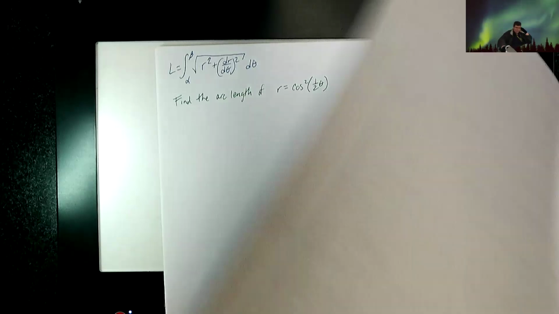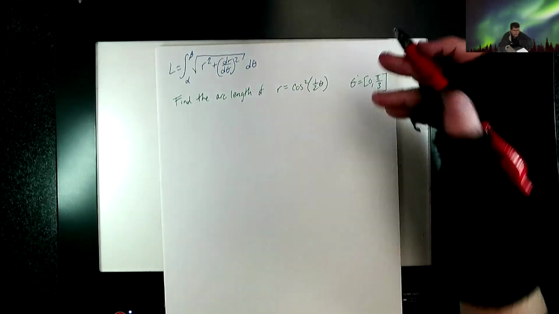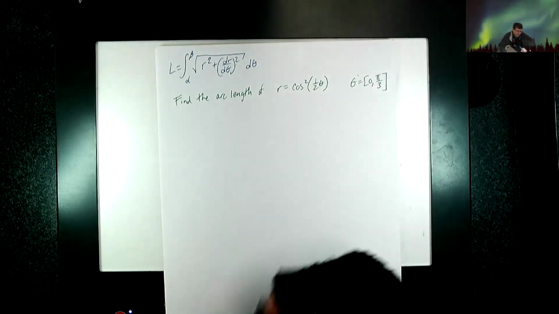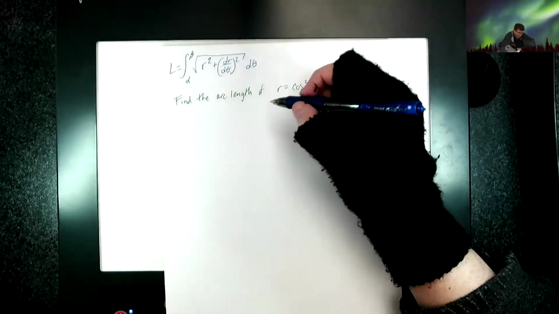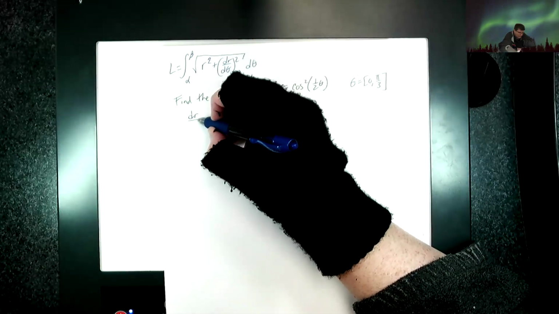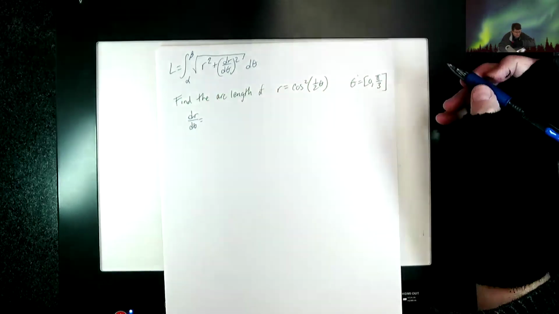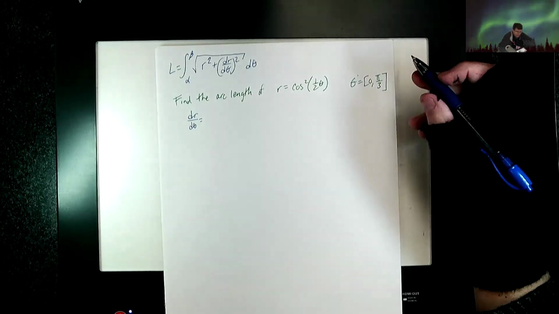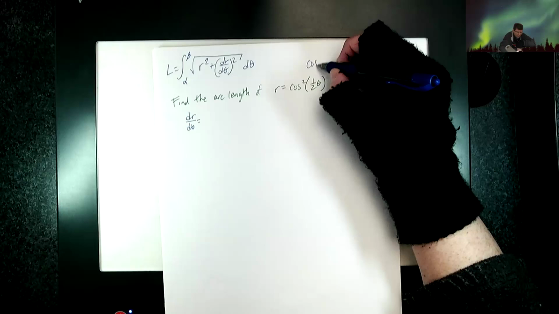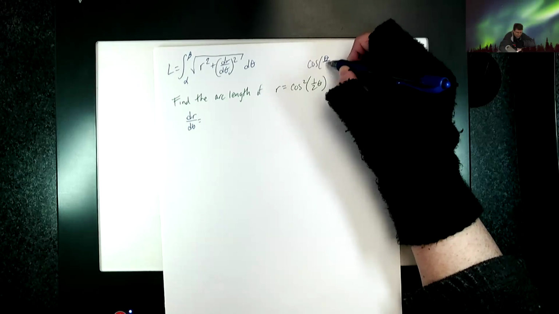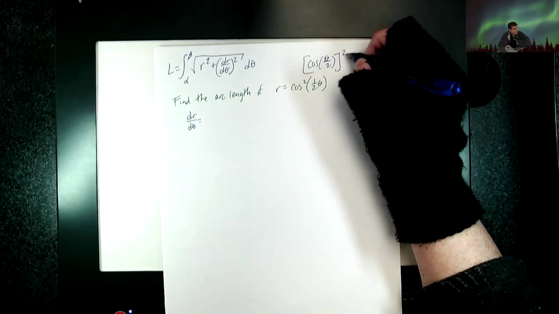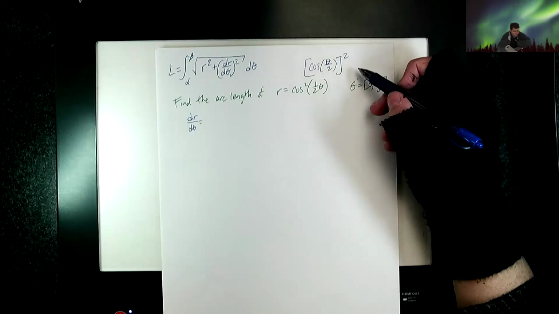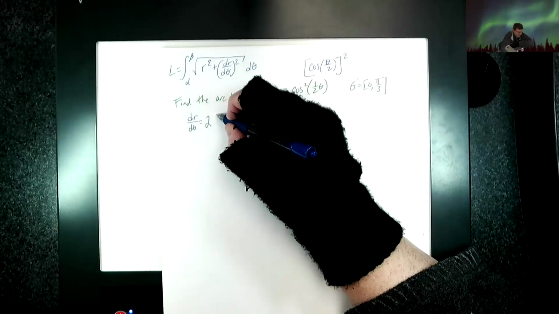So we're going to need dr/dθ there, right? So we've got r. What is dr/dθ? We've got a chain rule going on, right? Because this is really cosine of θ/2 squared. So we need to address the exponent first. So we'll bring the exponent down.